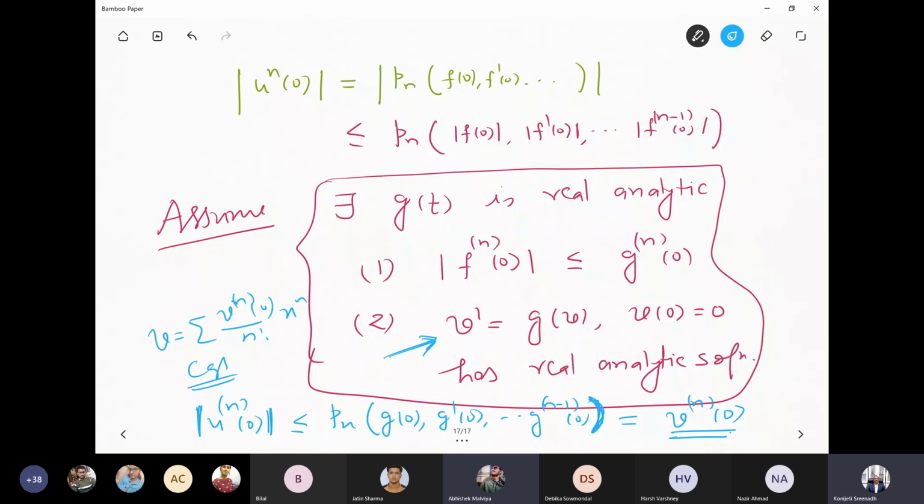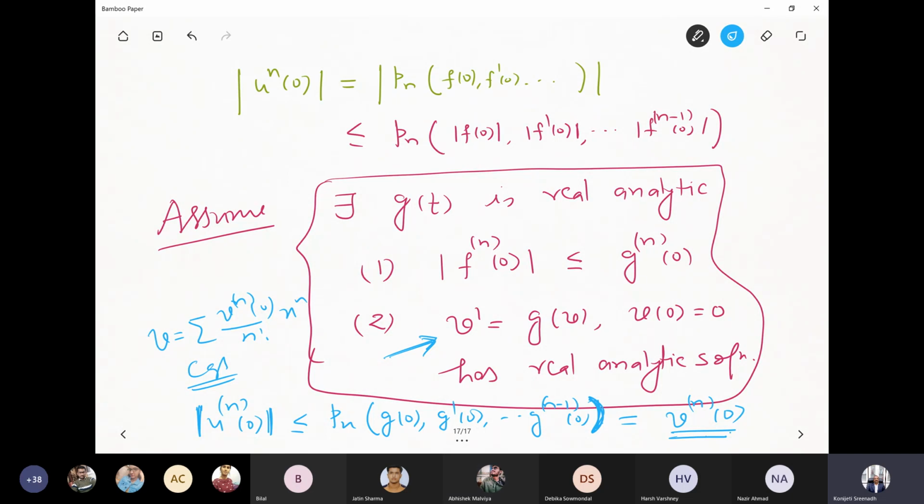Once you are convinced with this proof that U is a real analytic function, I will show that this assumption is not a big deal. We can assume this. I'll show why this assumption holds, because I have not yet used the hypothesis. What is the hypothesis? The hypothesis is that F is real analytic. I didn't use that yet. If I use that F is real analytic, I will get this assumption. I will prove the existence of G. Okay, is this clear?